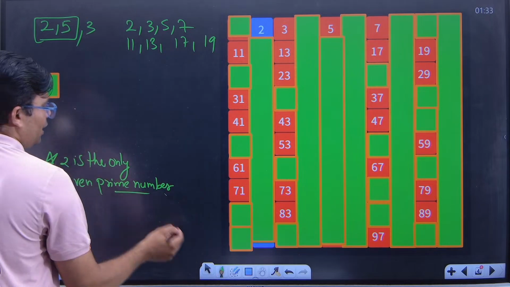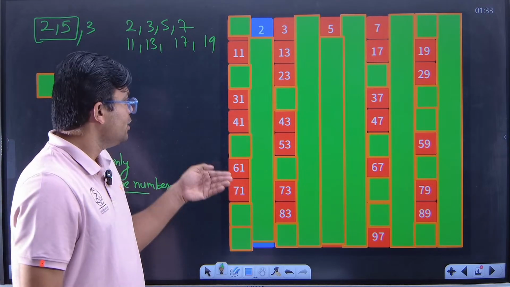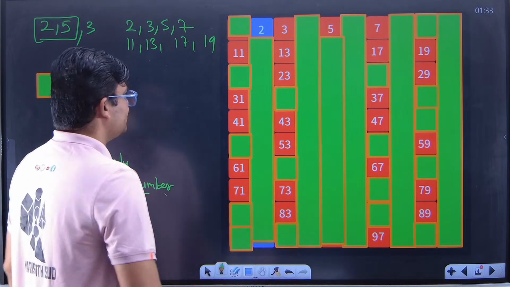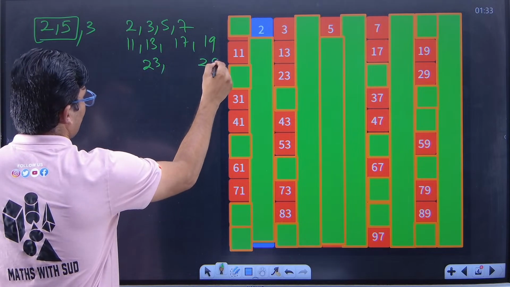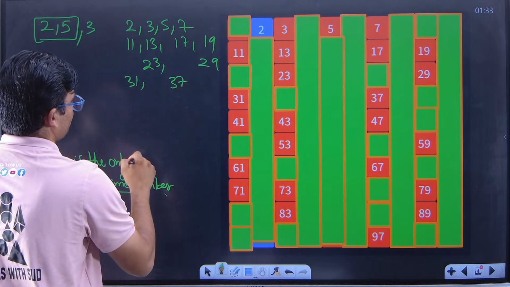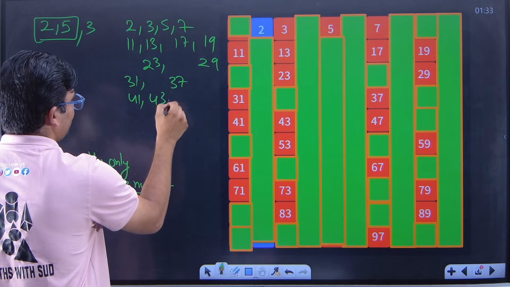Now every row will have just 2 numbers apart from the row of 40 and 70. The row of 40 and 70 has 3 numbers. Every other row has just 2 numbers. So the 2 numbers in this row are 23 and 29. It is obvious it will be shifted to 31 and 37 in the next row. Again in the next row it will have 3 numbers, 41, 43, 47.